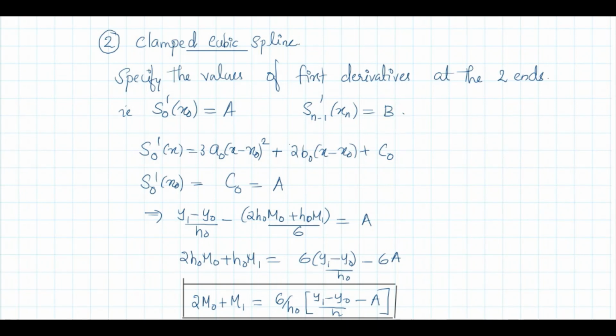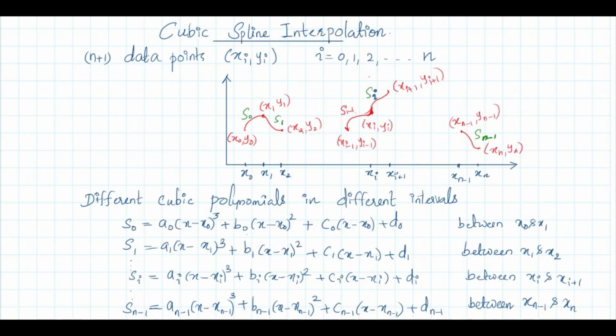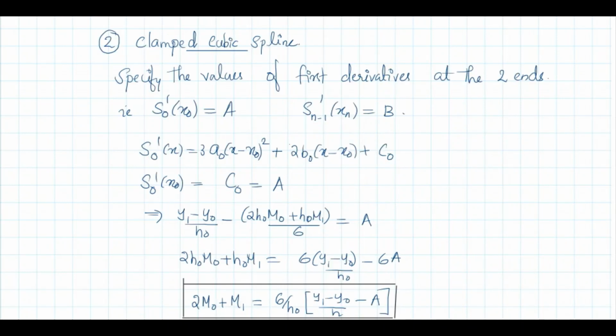Okay. So we have the splines S0 and Sn minus 1. These are the first spline and last spline. The derivative of the first spline at the starting point and the derivative of the last spline at the ending point are given respectively as A and B. Then how can we find the splines? Okay, that is known as clamped cubic spline. So what is S0 prime x? It is 3a0 into (x minus x0) square plus 2b0 into (x minus x0) plus c0. If you put x0 here, you will get c0. So c0 is A.